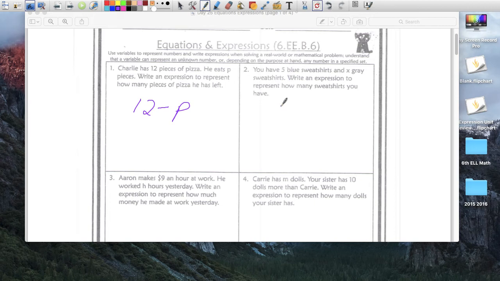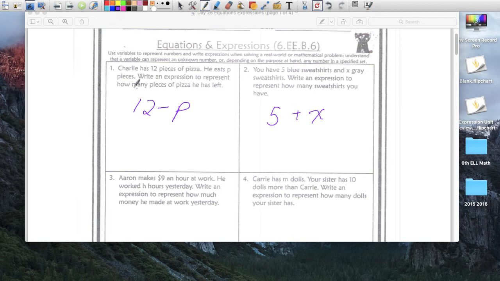You have 5 blue sweatshirts and X gray, so you have 5 blue plus X gray shirts, we don't know what. So here, to find the total number of sweatshirts that you have, it's the 5 that you know already, plus whatever number X is.